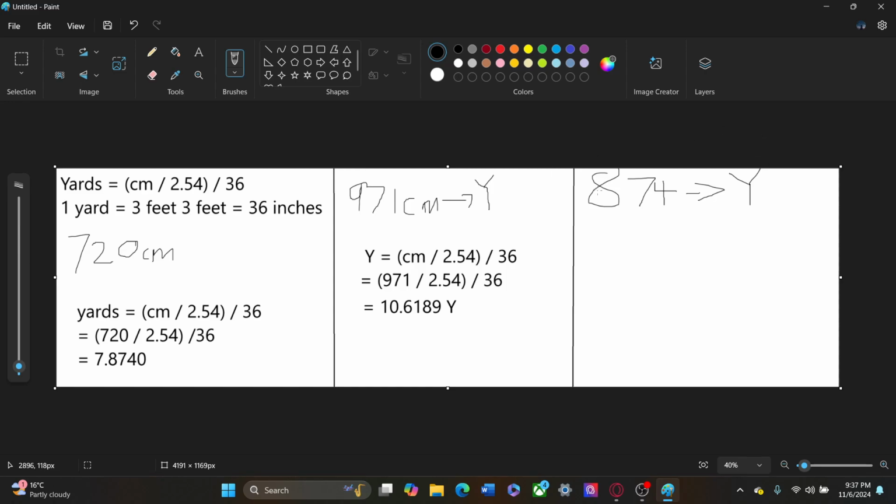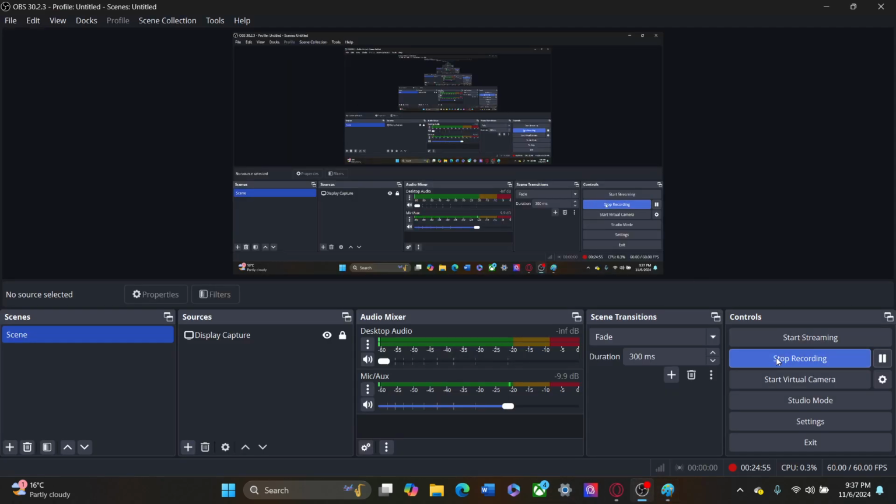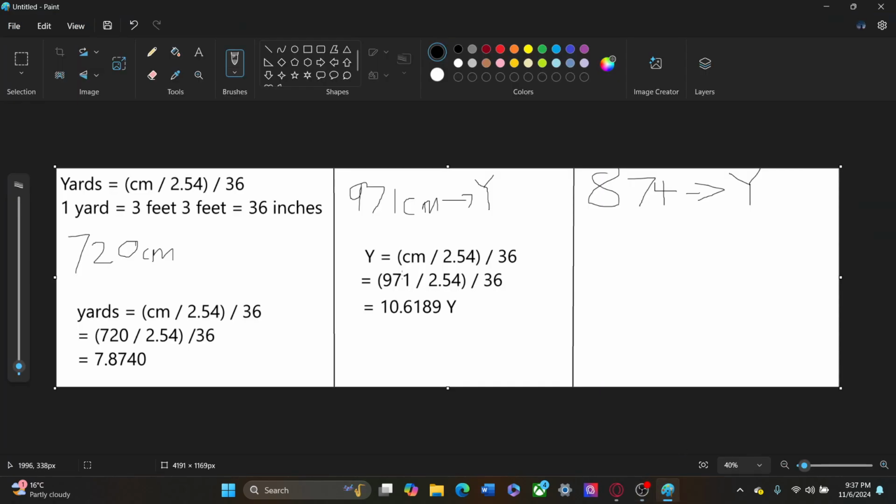Okay. And that's it. That was a lot shorter than last time. But yeah, all of this is just the metric to imperial. And all you have to do is interchange some numbers to go from meters, centimeters, and all that stuff. I will cover that in another one, but I'm short on time right now.